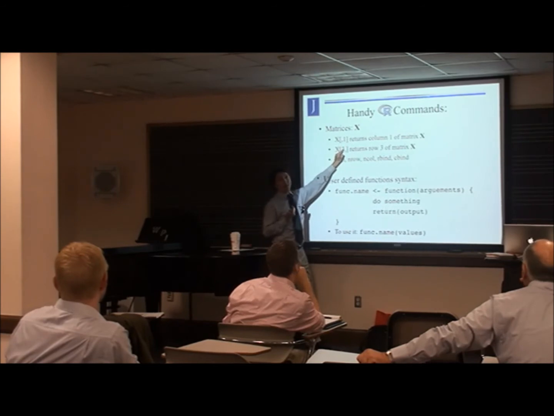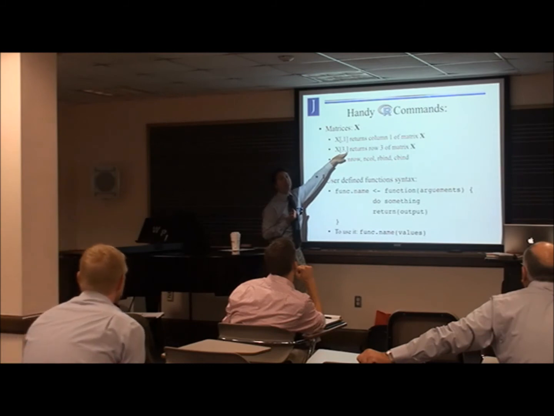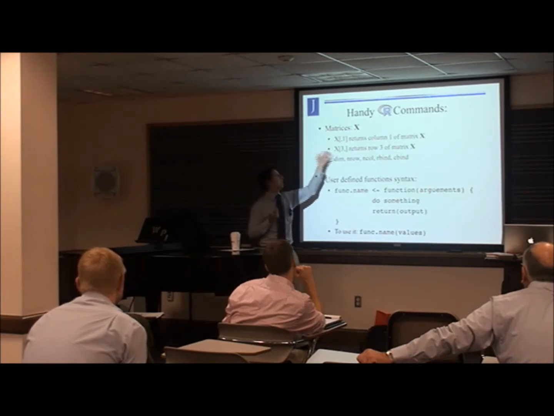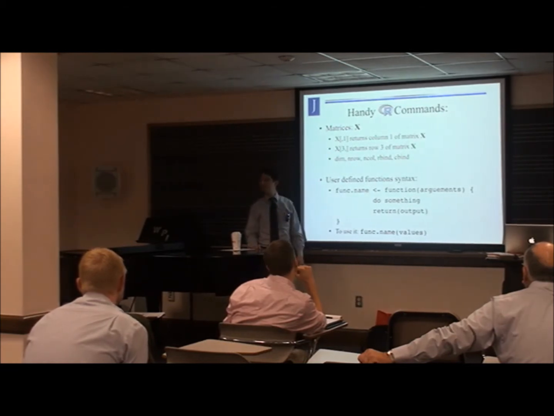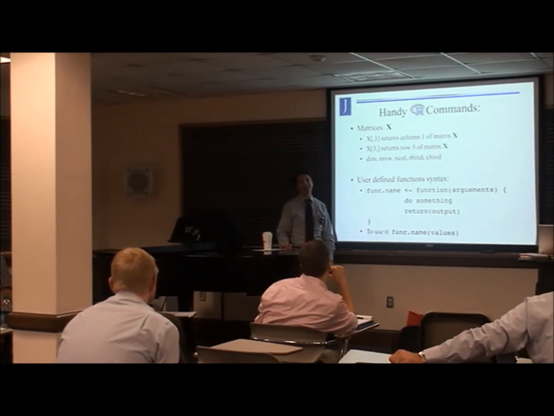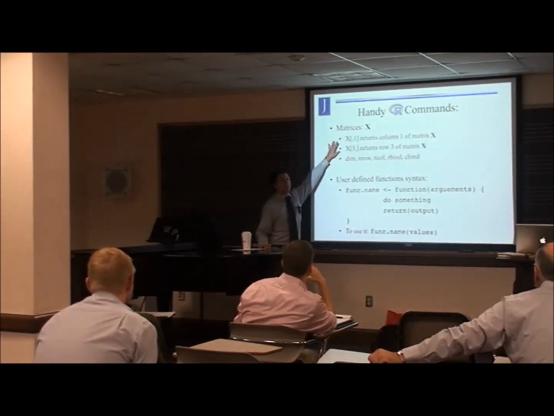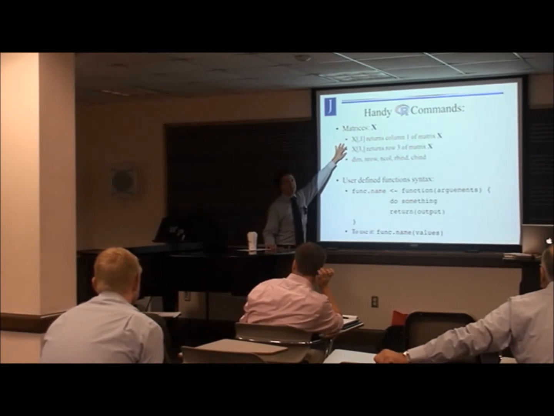If you want everything in a row, you say X, grab row. Here I just picked 3. Nothing next to the comma means grab everything, all columns. So grab row 3, all columns. This means grab all rows, column 1. Grabs a row, grabs a column. If you want an element, what if you wanted element 3-1? What do you think you would type? 3-1, right? That's it. So that's how you access a particular element of the matrix. These are really handy. I use them all the time when I'm slicing and dicing my data.